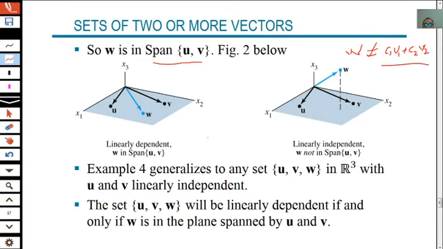So this example generalizes to any set in R cubed with u and v linearly independent. The set u, v, and w will be linearly dependent if and only if w is in the plane spanned by u and v, if u and v are not multiples of each other.